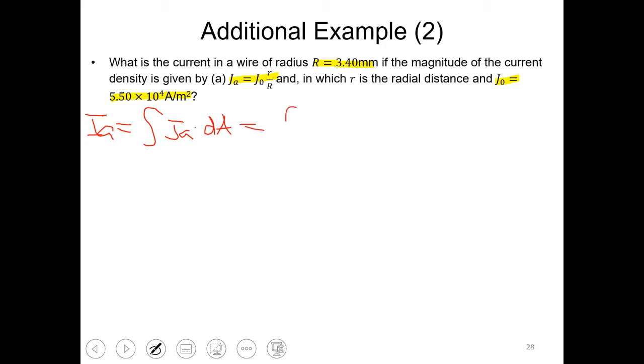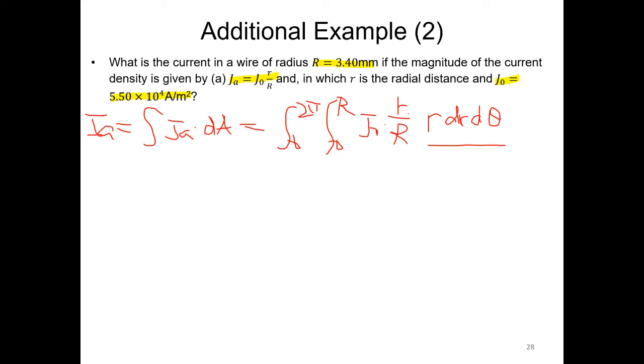So we have 0 to 2 pi, 0 to R, and then J_A is J0 r over capital R, and then r dr d theta. We'll use the polar coordinate because the wire should be cylindrical.